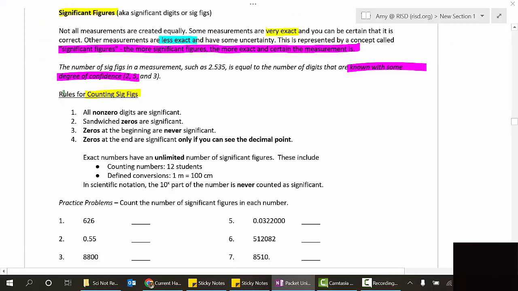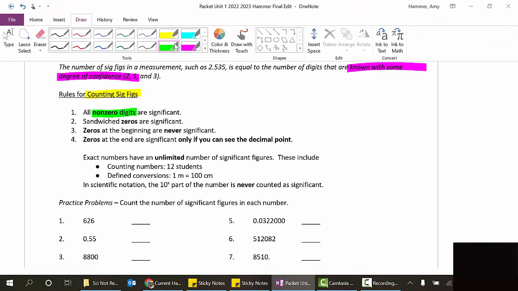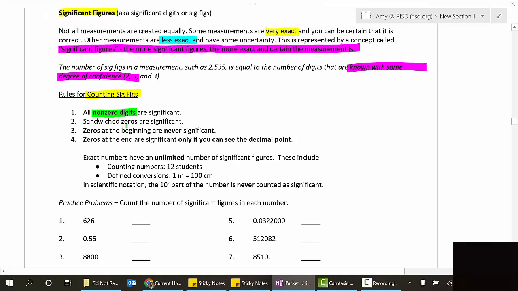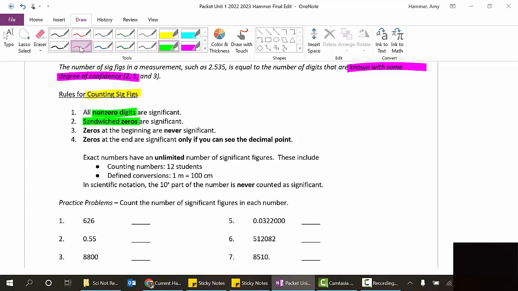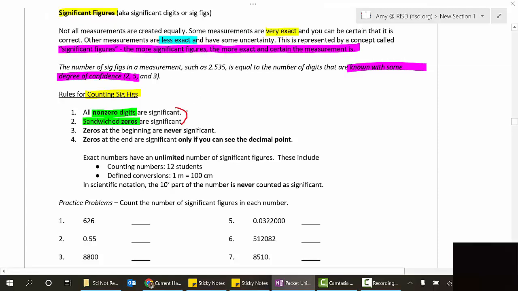Okay, so we're going to talk about the rules now for counting significant figures. Rule number one is very easy. Non-zero digits always count as significant. I'm going to talk about rule number two also because they're both so easy. Rule number two says sandwiched zeros are also always significant. So I'm going to give an example of a number that covers both rule 1 and 2.